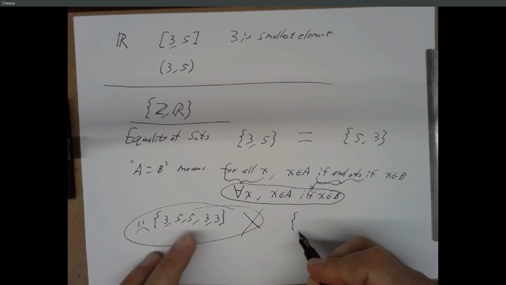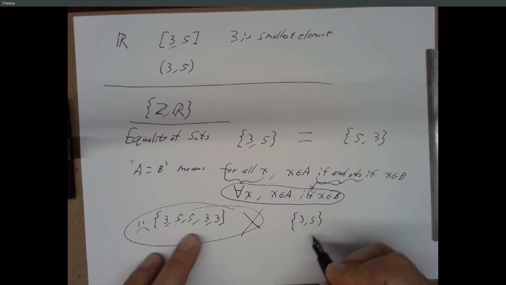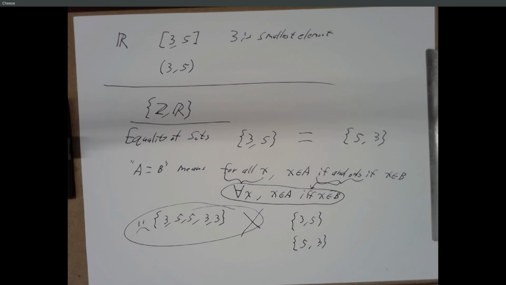So the only way that we could represent this set would be like this, or like this, or a set builder notation or a definition or something like that. But we can never list a set where we list elements more than once, okay? That's going to be considered an illegal representation.